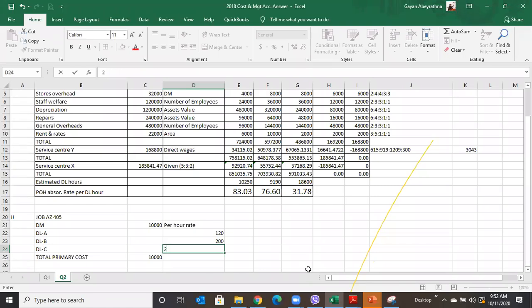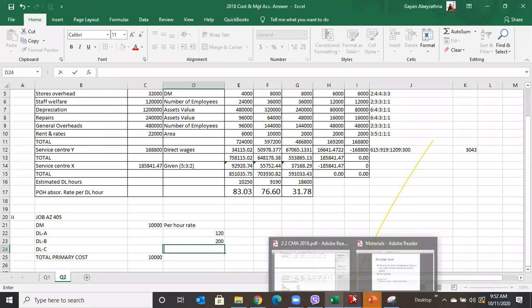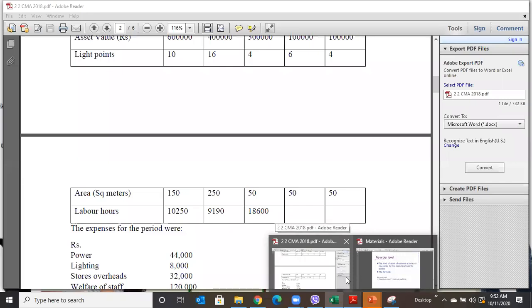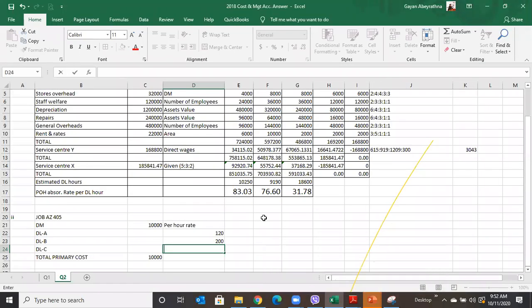Then for C, 130. Yes, 130. Okay, thank you.